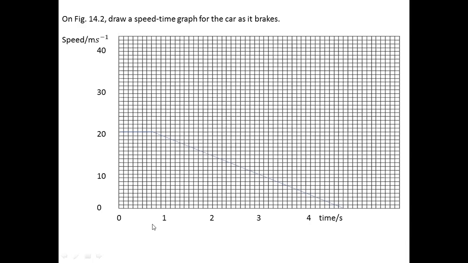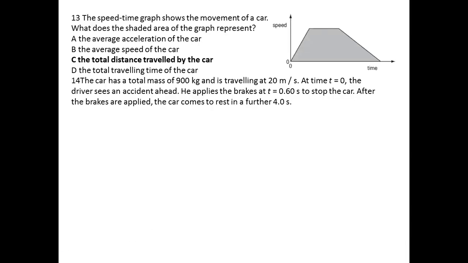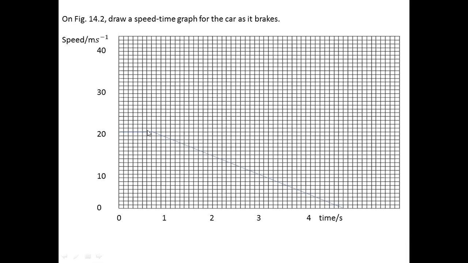So, first, it was mentioned that the car is traveling at a speed of 20 meter per second for the first 0.6 seconds. Then brakes are applied, so deceleration is going to take place for the further 4 seconds, meaning for the time interval till 4.6 seconds. So the shape of the graph is a horizontal line, constant speed, that is 20 meter per second, for the first 0.6 seconds. Then after that, the brakes are applied, and then deceleration takes place for a further 4 seconds.